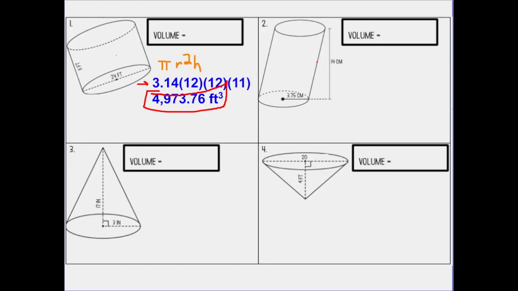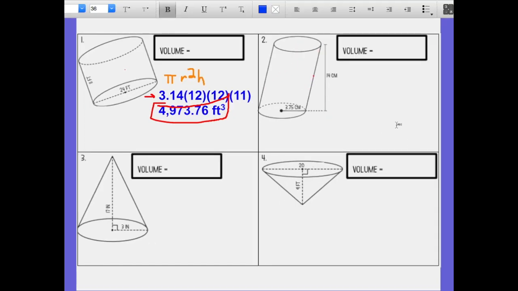All right, number 2, it's an oblique cylinder, so it's like slanted, but we use the same equation for it. So we're going to do pi times radius times radius times the height. Scooch that over a little bit so we can see that better. All right, and then you're going to go ahead and do that on your calculator.